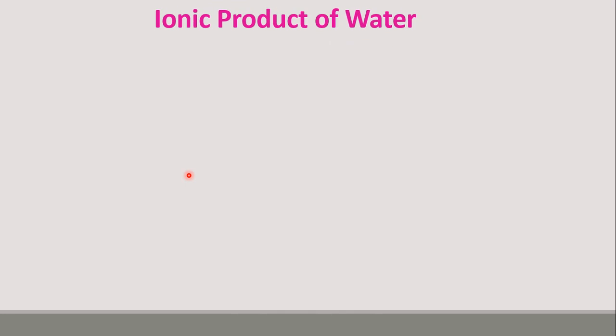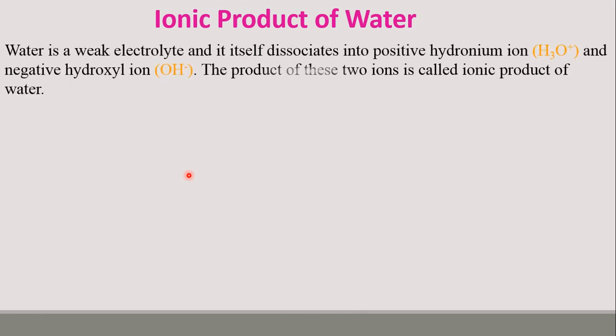Now, ionic product of water. What is ionic product of water? I have told before, water is a weak electrolyte, so it itself dissociates into positive hydronium ion and negative hydroxyl ion. The product of these two ions is called ionic product of water. That means the product of hydronium ion and hydroxyl ion is called ionic product of water.